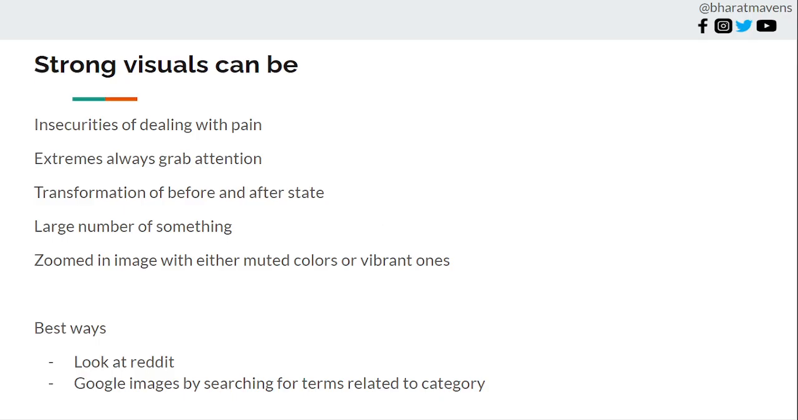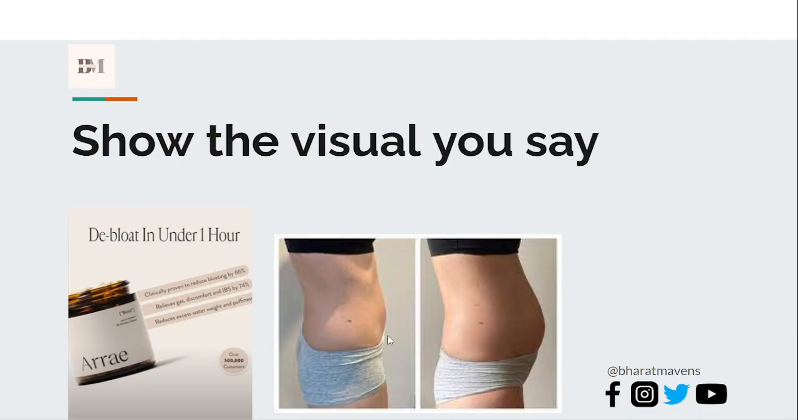Then strong visuals can be anything. So how do you develop strong visuals? Try to identify the insecurities of dealing with the pain that your product solves. If your product solves for foot pain, then try to find out the insecurities, what people are not talking about but everyone feels. Try to talk about that in your ad. Extremes always grab attention. Either say completely 100% pain free or say full of pain. So visuals which show the extreme. For example, this visual also shows the extreme from bloated to de-bloated.